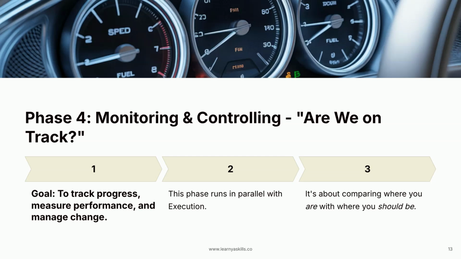Happening at the exact same time as execution is phase 4, monitoring and controlling. The question you are constantly asking here is, are we on track? The goal is to track progress, measure performance against the plan, and manage any changes in a controlled way. Think of yourself as the pilot of an airplane. You are actively flying the plane, execution, while constantly checking your dashboard, monitoring and controlling, to ensure you're on the right course, at the right speed, and have enough fuel to reach your destination.